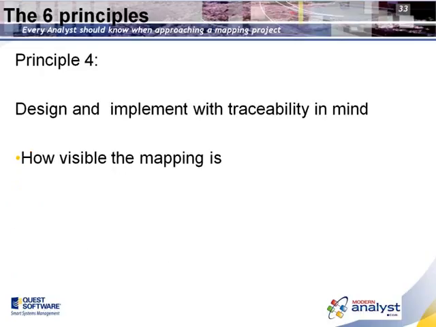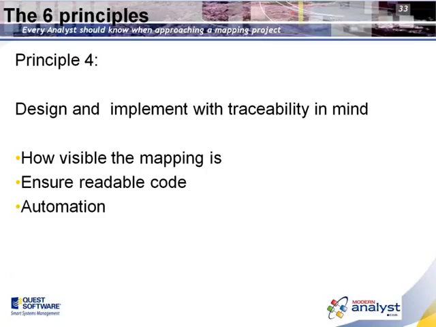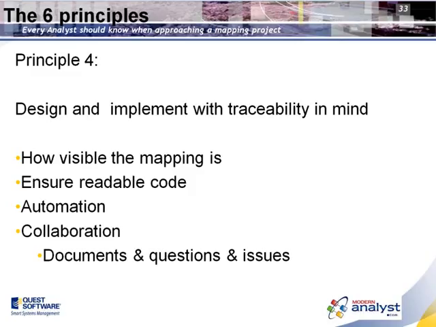And then the fourth principle is to design and implement with traceability in mind. So this is how visible the mapping is across all those layers, from your mapping documents to the code to your reconciliation. You have to ensure that you have readable code and that you have as much automation as you can, and that you have collaboration, so you can collaborate over your documents, questions, and issues that are raised.